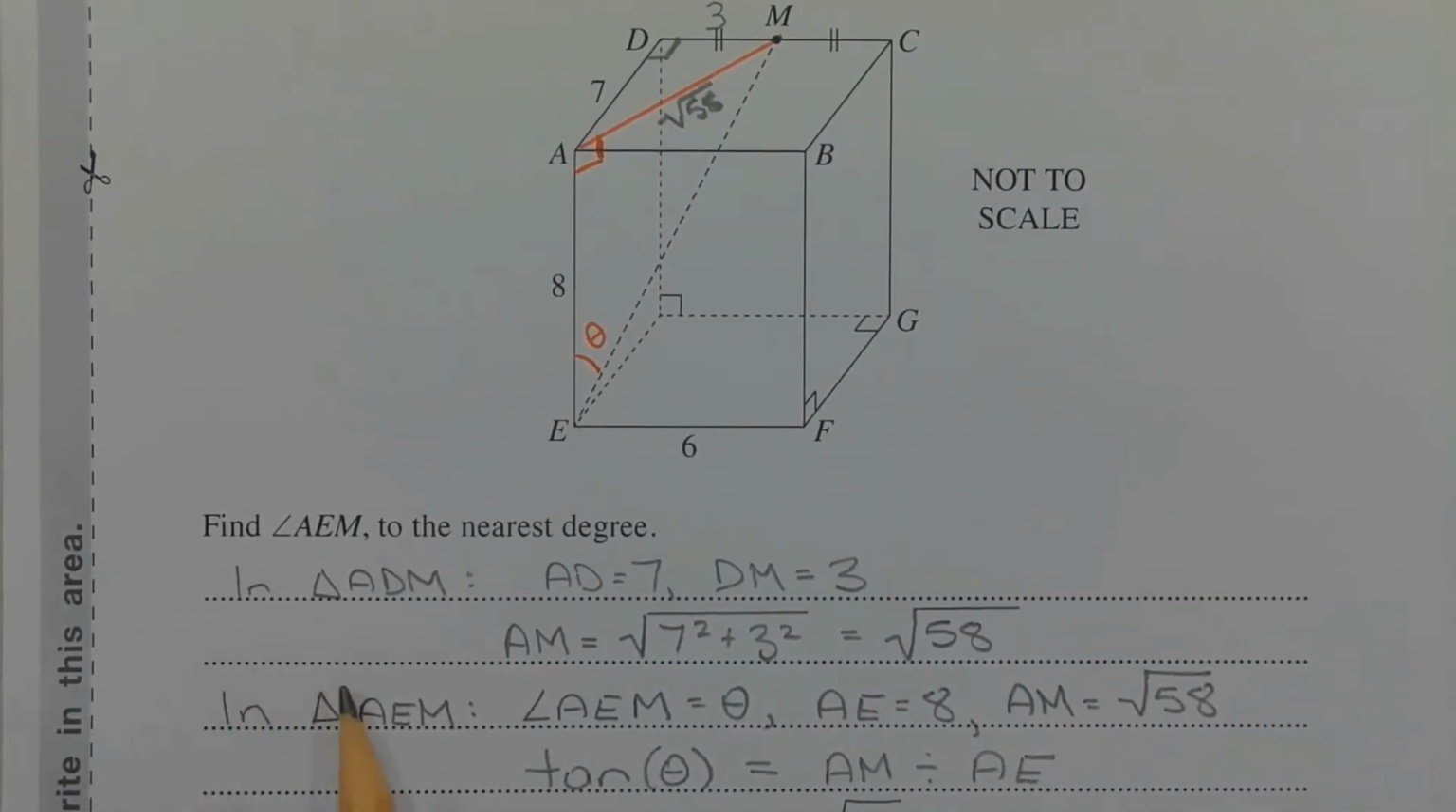So writing that all down, in triangle ADM, AD equals 7, DM is equal to 3. So by Pythagoras' theorem, AM is equal to the square root of 7 squared plus 3 squared, which equals the square root of 58. And I've left that in exact form. I'll do all the rounding at the very end.